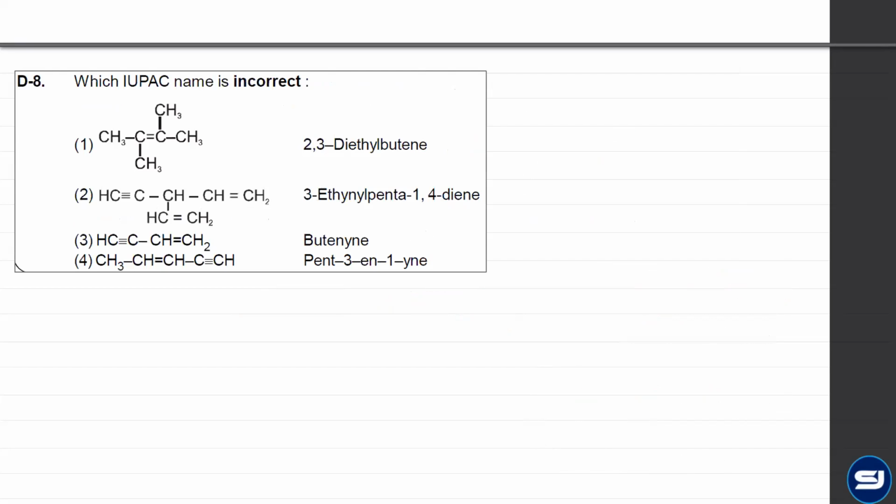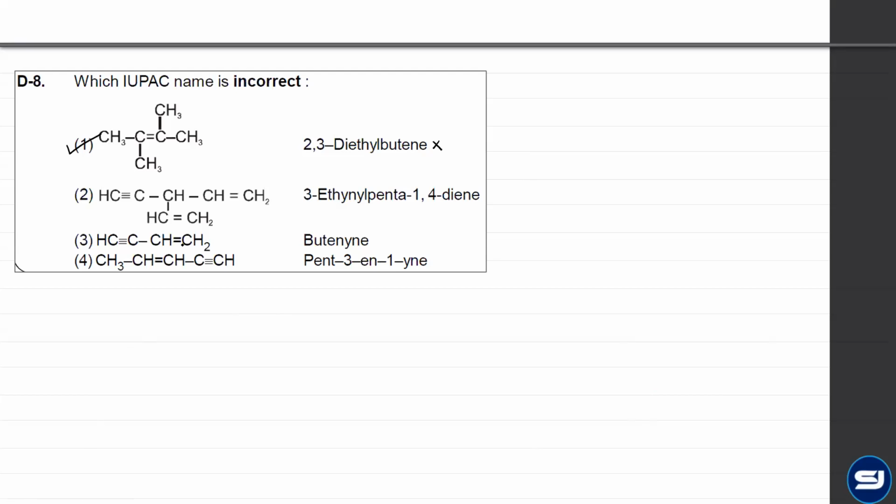Next, which IUPAC name is incorrect? First one. Is it 2,3-diethyl butene? Incorrect. Because the correct name would be 2,3-dimethylbutene. Okay, so बाकी options correct है.